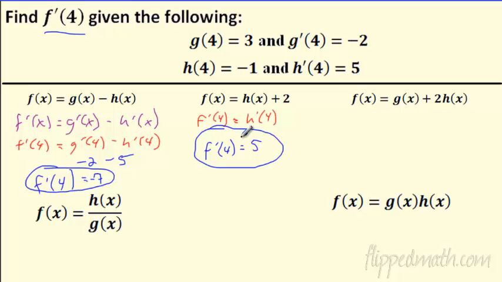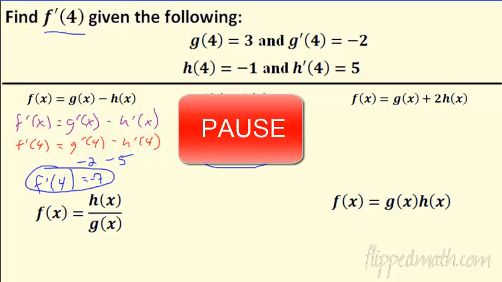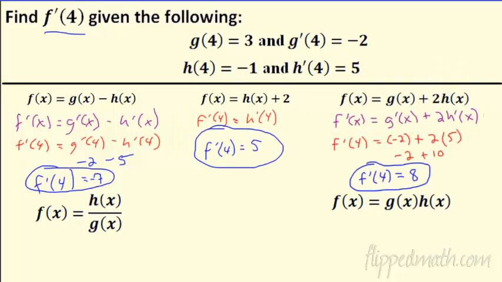Love it. You want to try one? Try one. Pause it. Try it. See how you go on this one over here. That 2 is just like the constant in front. So boom, you're just multiplying by 2. Fantastic.